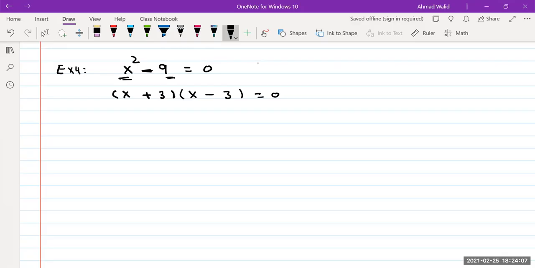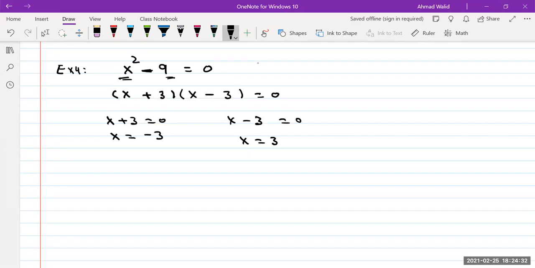Now set each parenthesis equal to 0. X plus 3 equals 0. It means x equals negative 3 if you subtract 3 from both sides, right? And x minus 3 equals 0. It means from here x equals 3. 2 solutions for your problem. Correct?